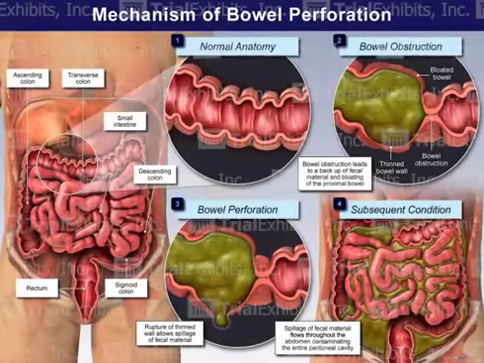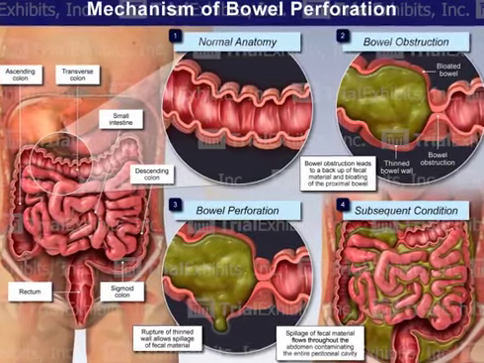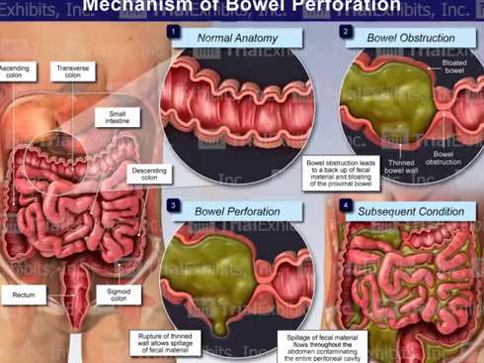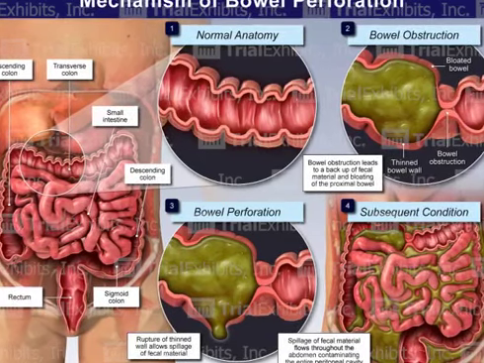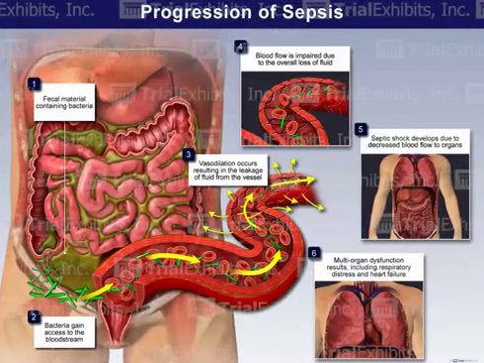In this case, the challenge was to explain how this patient rapidly deteriorated and eventually died from a condition starting with a bowel perforation. And the trial exhibit solution was to create two exhibits, one showing the mechanism of the initial bowel perforation, and the second to show the progression of the sepsis that led to the eventual heart attack.